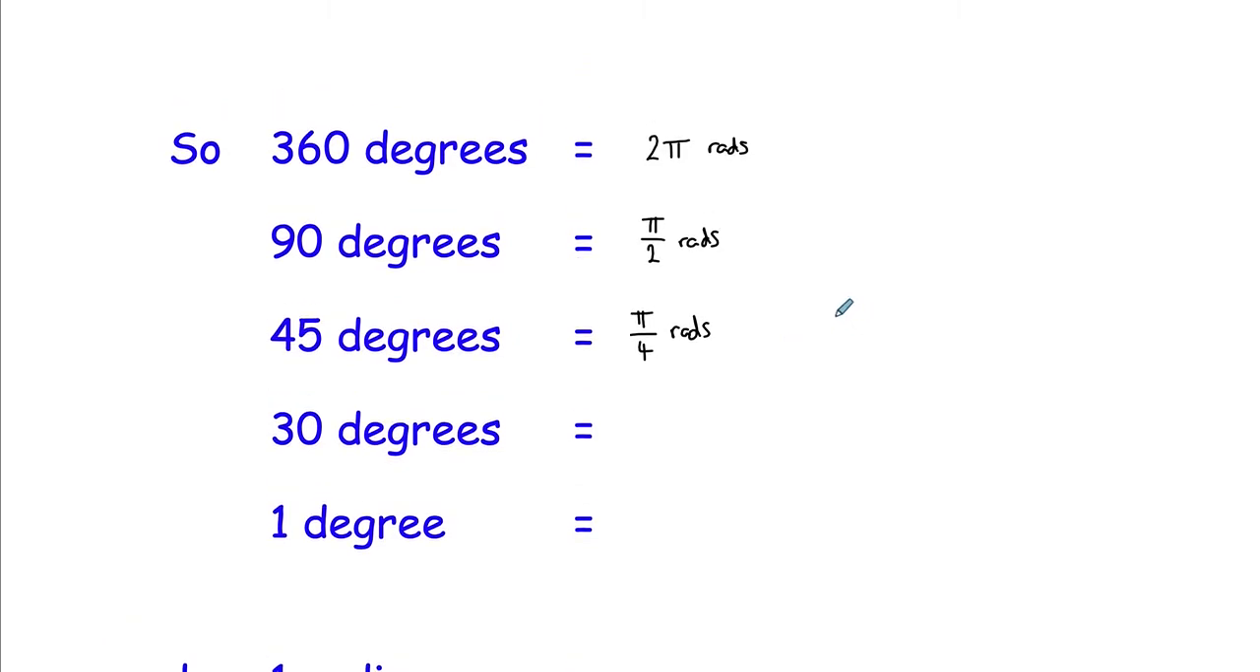30 degrees, well, we can use the 90 to help us. That's going to be a third of 90 degrees, so it's going to be a third of pi over 2, so that's pi over 6 radians.